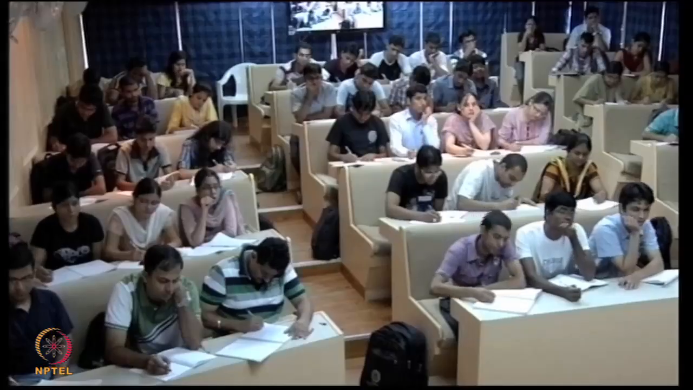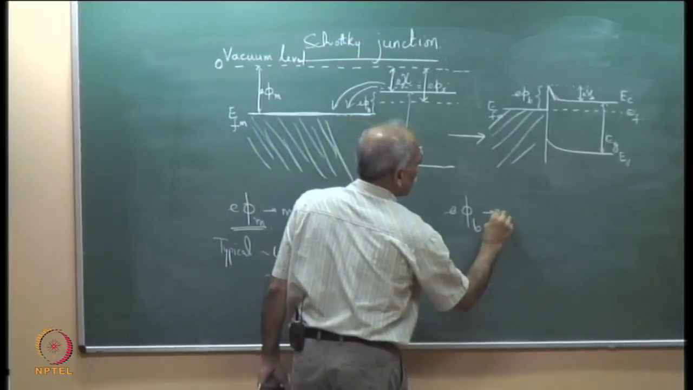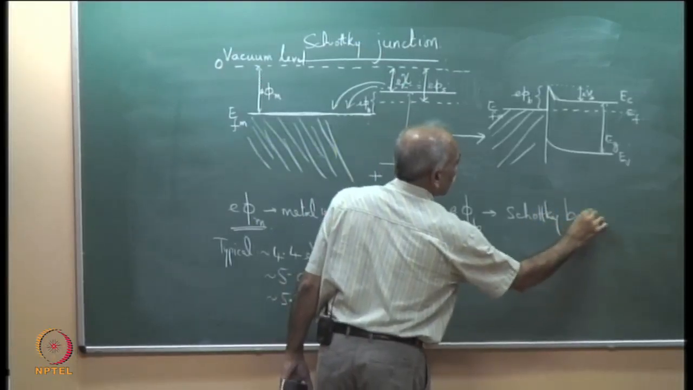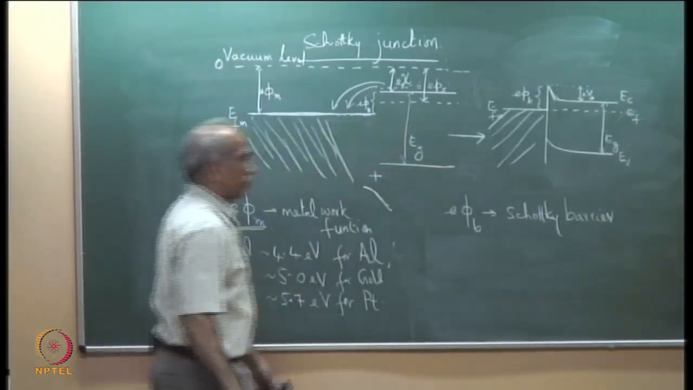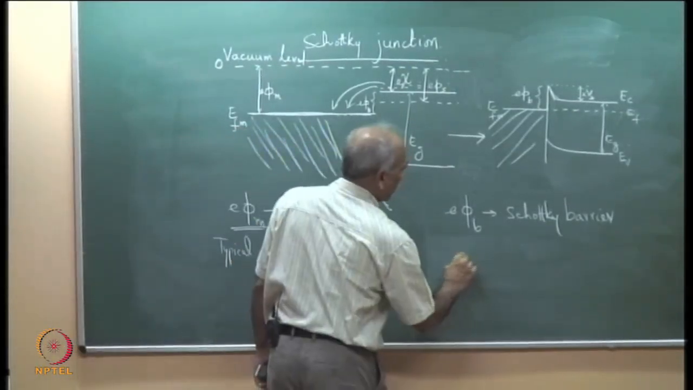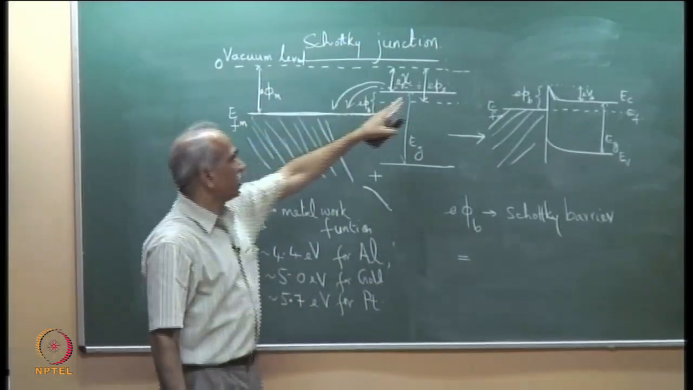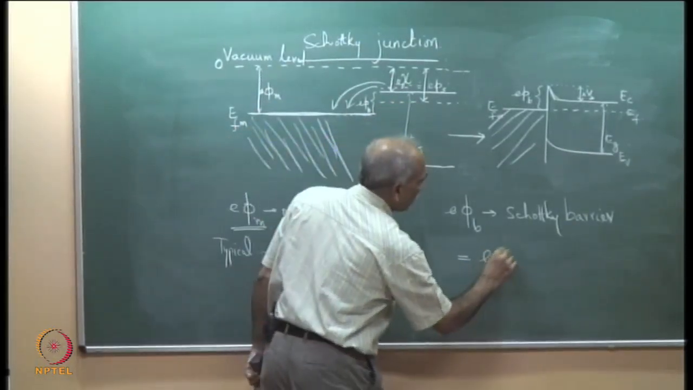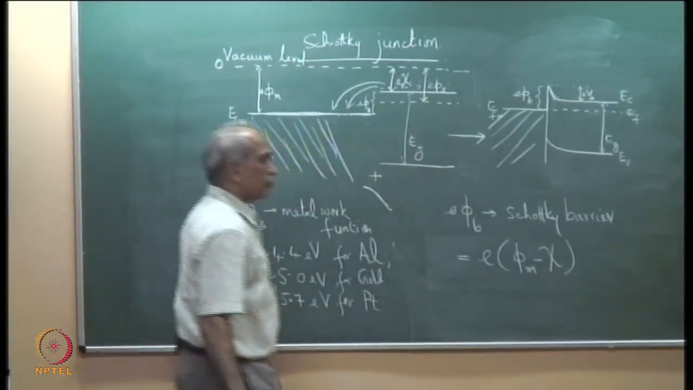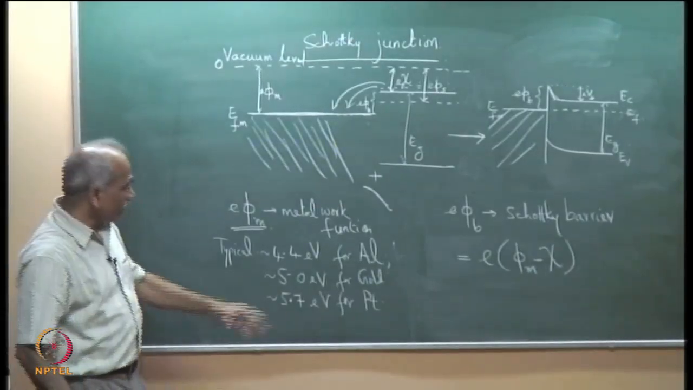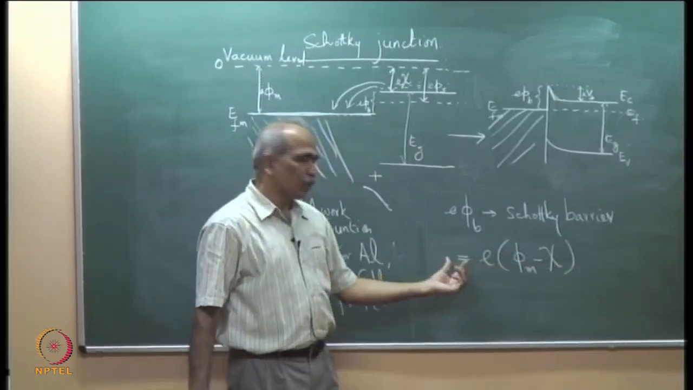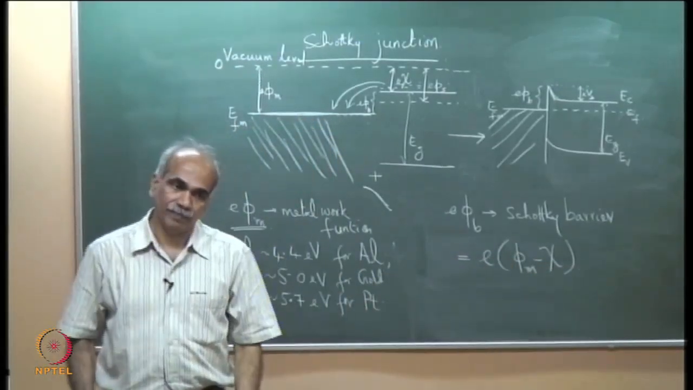So E phi b, the Schottky barrier. What will that be equal to? In terms of phi m and chi, it will be equal to E times phi m minus chi. So generally we see that because phi m is larger than chi, this Schottky barrier is a positive quantity.